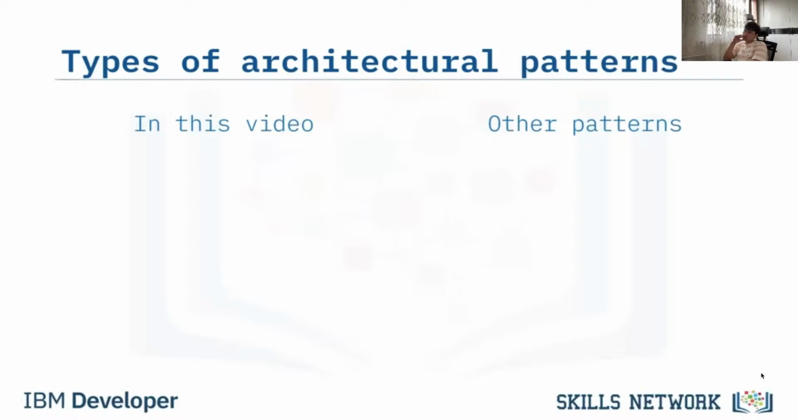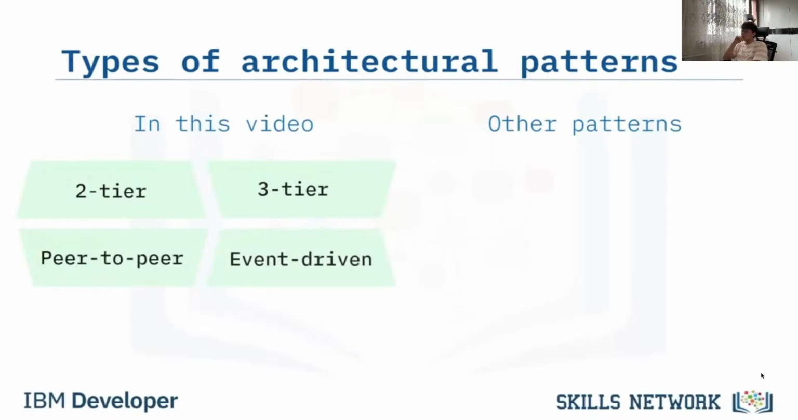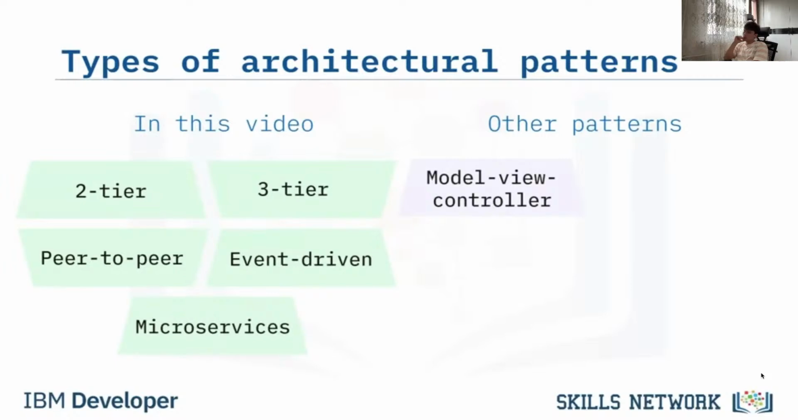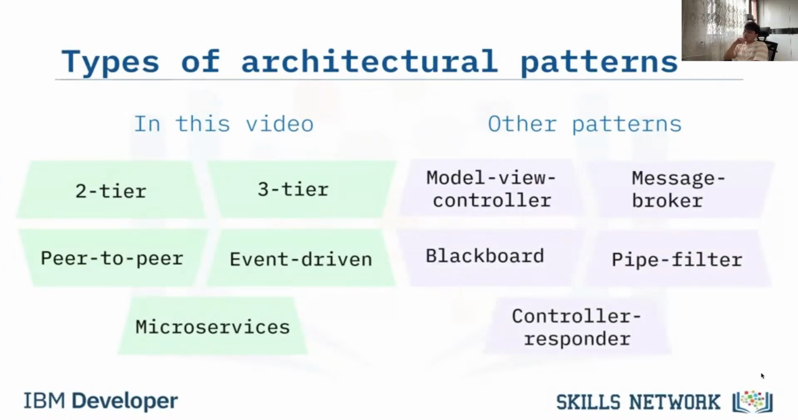An architectural pattern is a repeatable solution to a problem in software architecture. Patterns highlight common internal elements and structures of a software system. Different architecture patterns may share related characteristics. In this video, we will discuss 2-tier, 3-tier, peer-to-peer, event-driven, and microservices. However, there are many other patterns that will not be covered in this video. These patterns include Model View Controller, Message Broker, Blackboard, Pipe Filter, and Controller Responder.